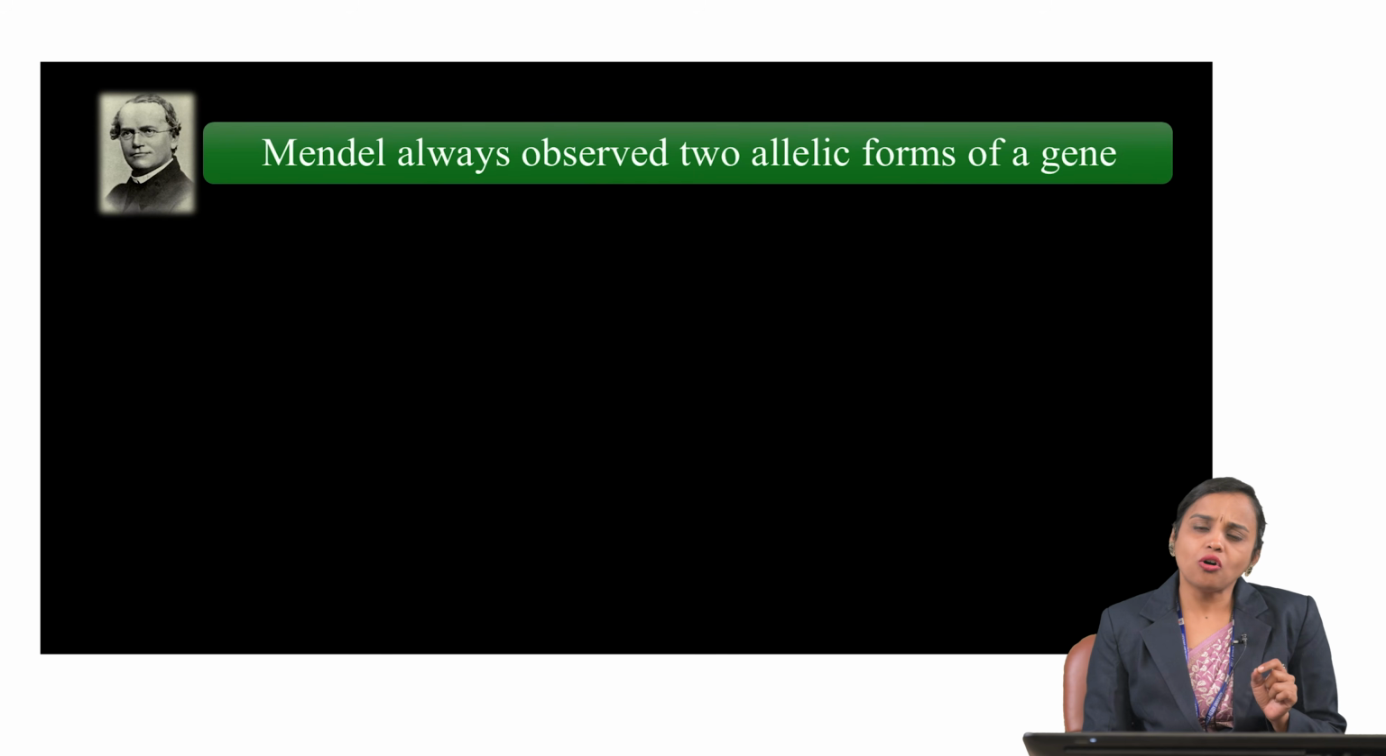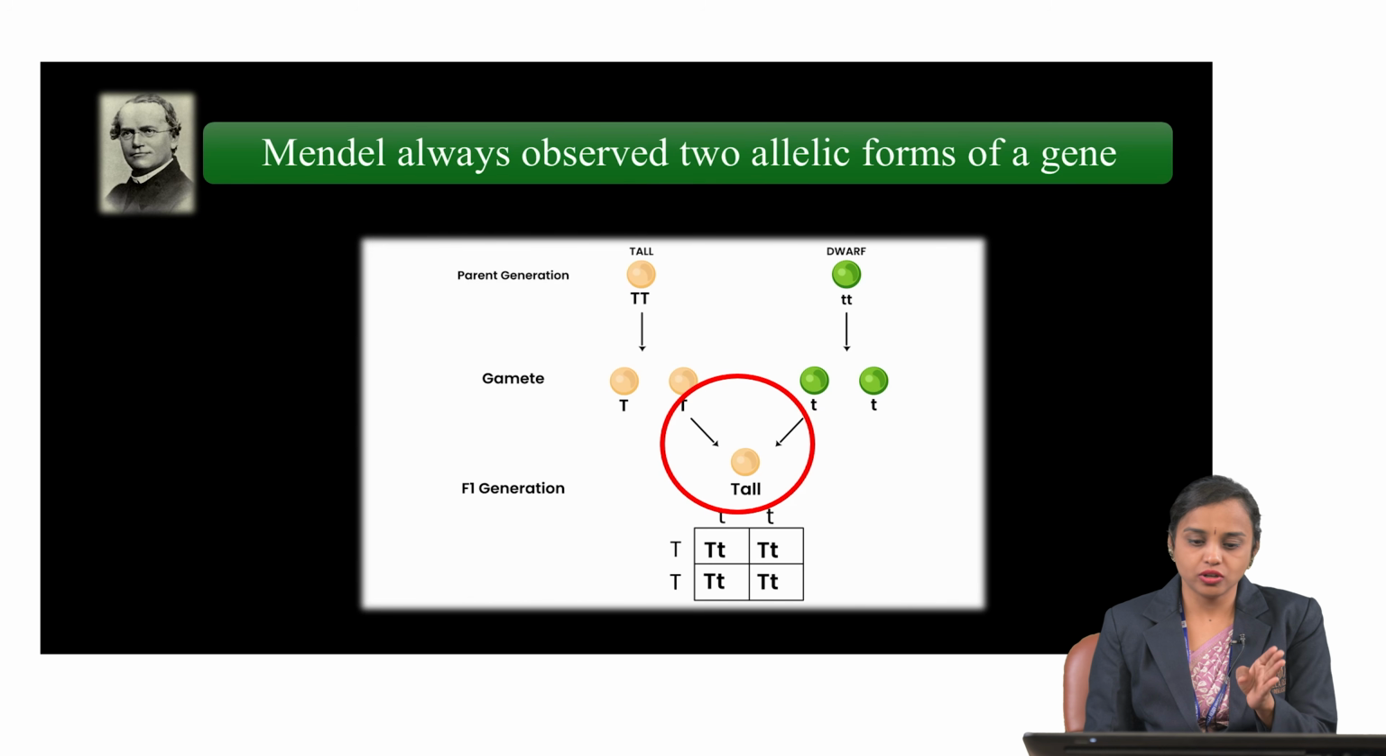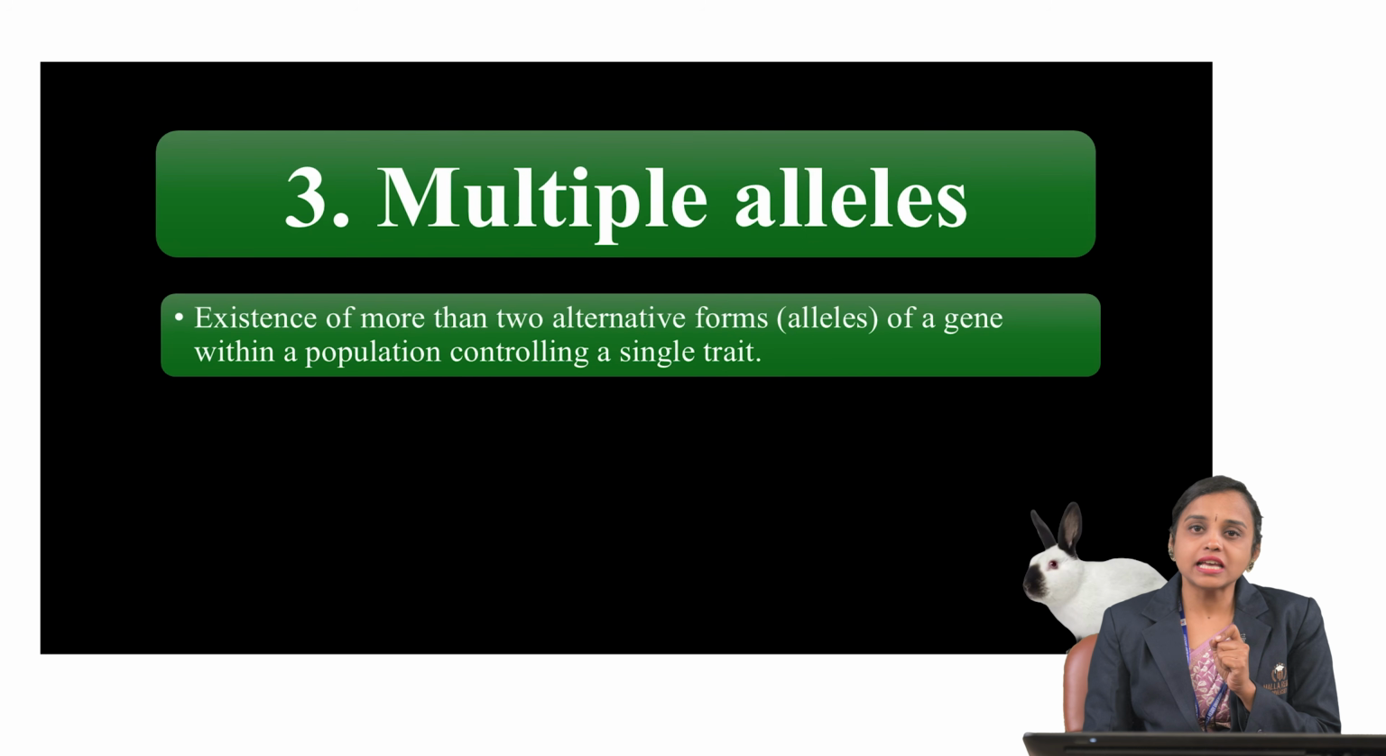Further, Mendel always observed two allelic forms of a gene. But now cases are known where a gene has more than two allelic forms, where there is existence of more than two alternative forms of a gene within a population controlling a single trait, which is known as multiple alleles.